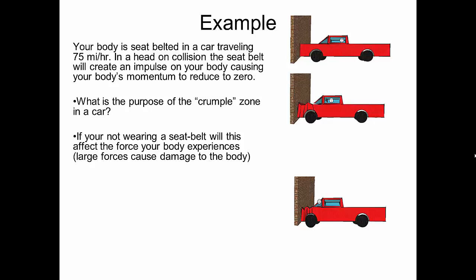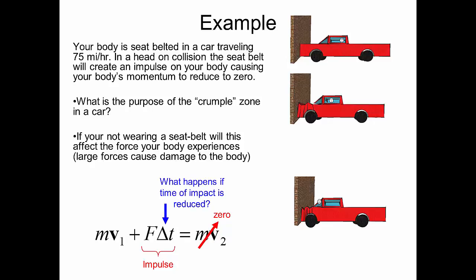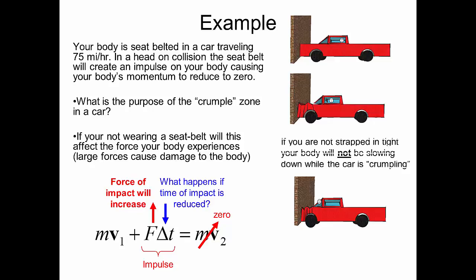Remember that large forces cause damage to the body. Well, if we look at our impulse and momentum equation, our initial momentum plus our impulse is equal to our final momentum. If we come to a complete stop, again, what happens if the time of impact is reduced? Well, the force of the impact has to increase. So the more of a crumple zone that we have, the longer the time of impact is, and the force decreases.